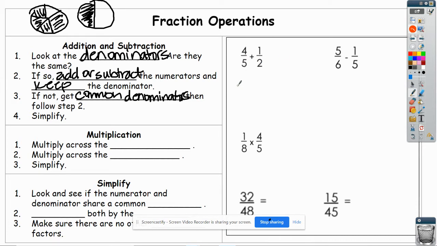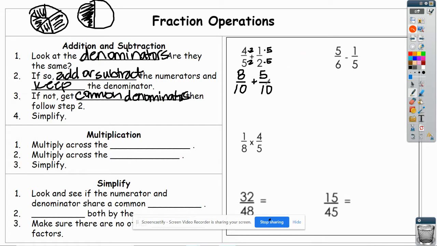So I want to change these fractions so that they both have a denominator of 10, or I'm going to divide both wholes into 10 pieces. So if I divide the whole into 10 pieces, that means I have, for 4/5, twice as many pieces, because there's 2 5s in 10. So that means I've got 8 pieces. And if I take the half and divide it into tenths, that means I have 5 times as many pieces as I did before. So that means I'm going to have 5 parts out of the whole.